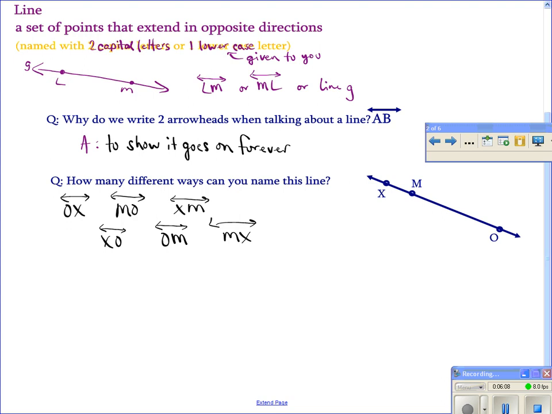Questions on lines at all, or points? Anyone who has to leave early for sports, your assignment will be on that homework sheet I gave you, just so you know that. Questions on this page? Anyone still need this page? Okay.